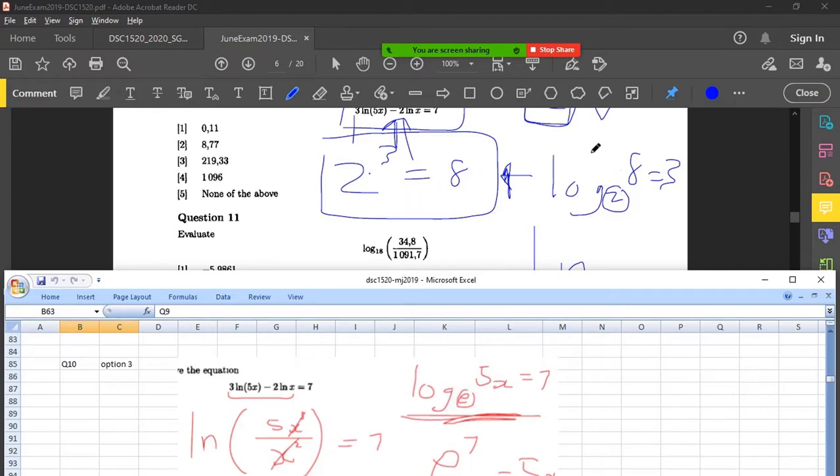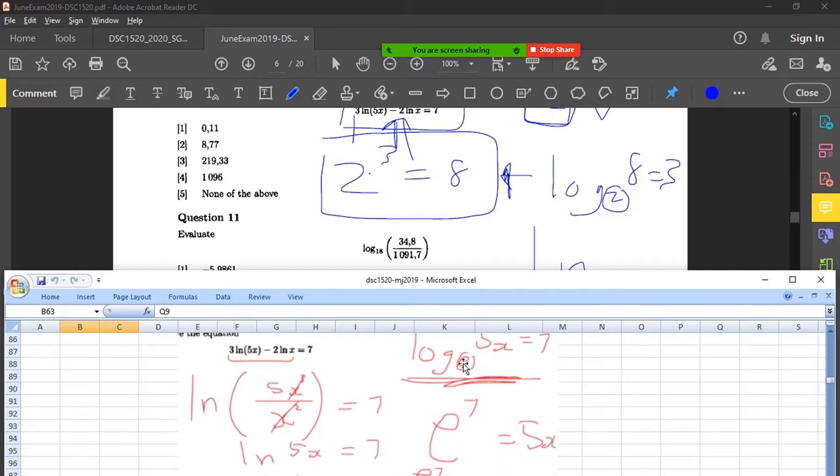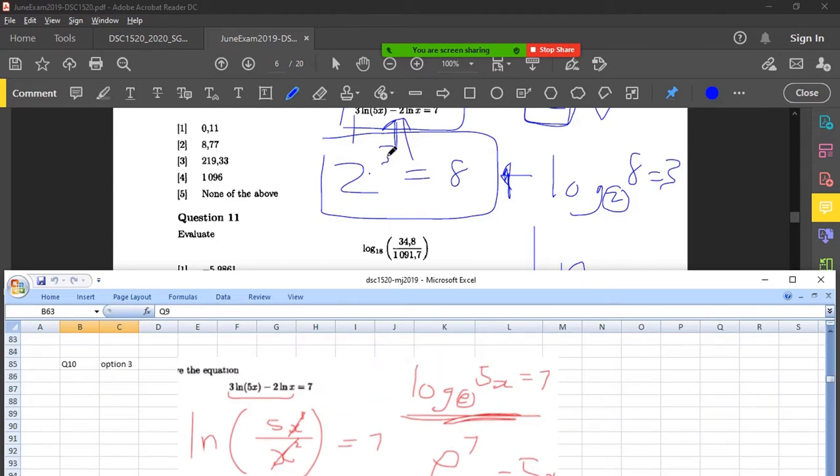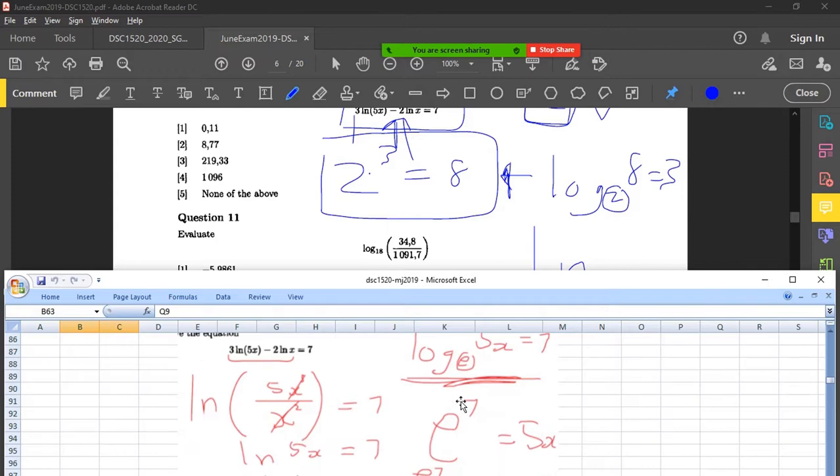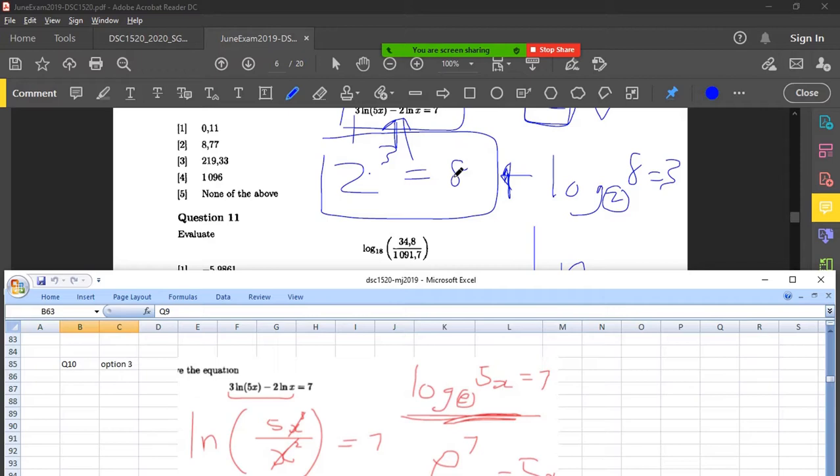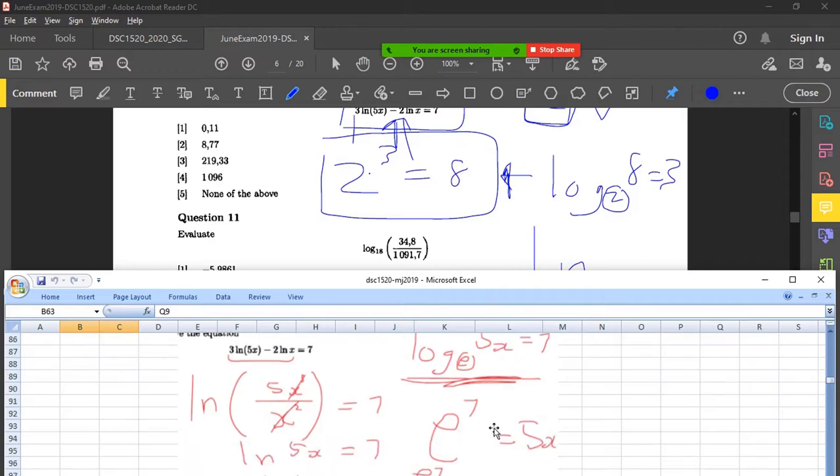So I'm taking this and writing it down in that format. Log 2, the 2 here is the base. Do you see that? Yes. So what is the 2 here? It's the e, so I write down the e. What is my 3 here? My 3 here is the answer. It's the 7. The 8 here is this. So here, the 5x is the 8. Do you see that? Yeah. That's how I get that.